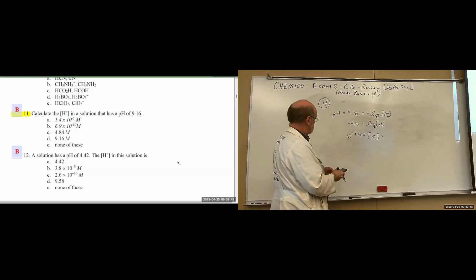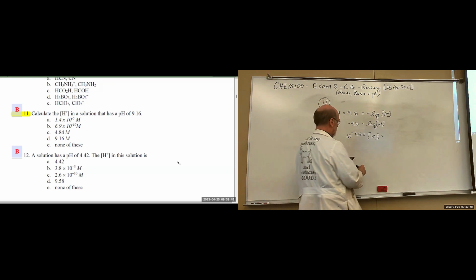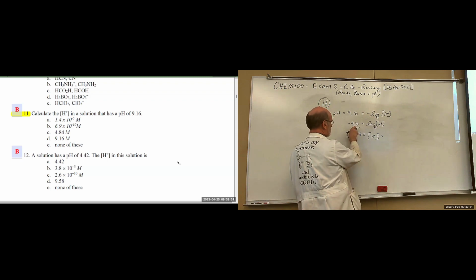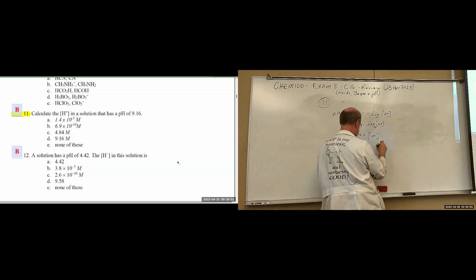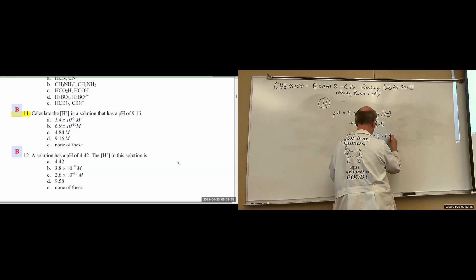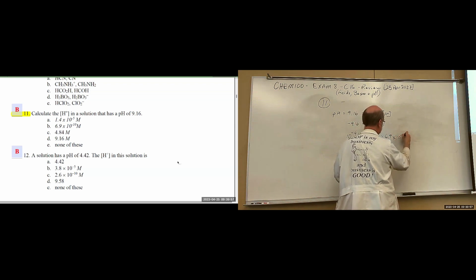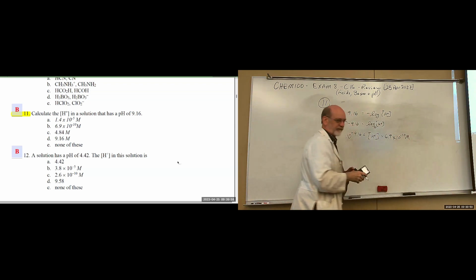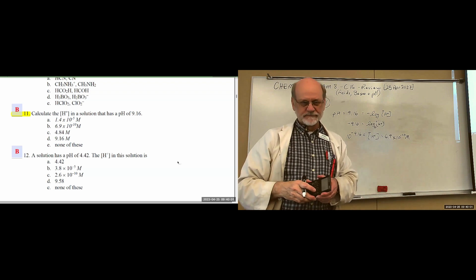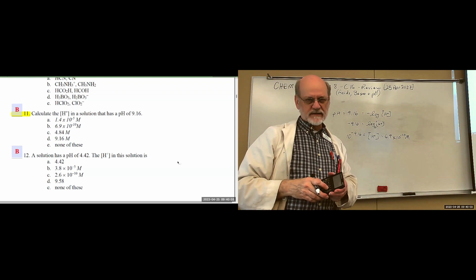And for practice, 9.16, change the sign and do it. There it is. Okay. 2 decimals, 2 significant figures. 6.9 times 10 to the minus 10 molar. And that's B.